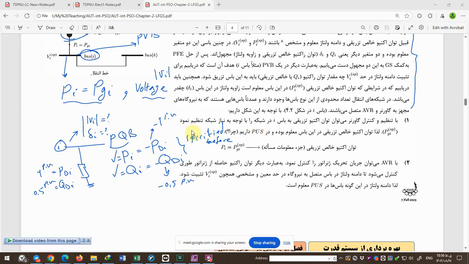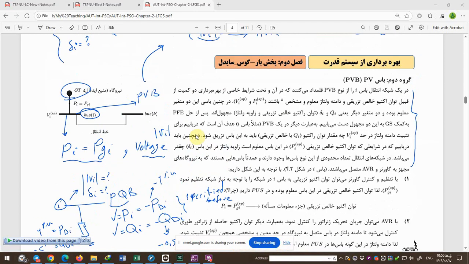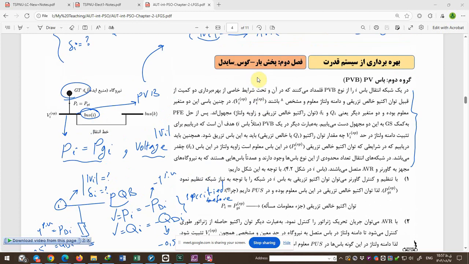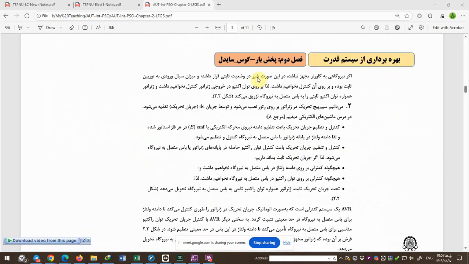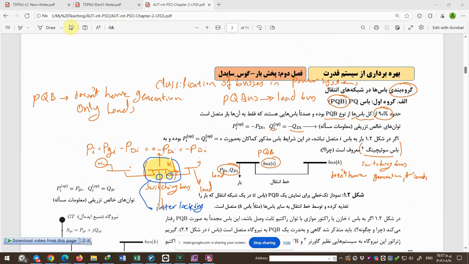We continue the last session about load flow with Gauss Seidel. In the last session, we talked about the groups of buses. The buses are divided into three groups: PQ buses, or load buses, in which P and Q are determined and specified.